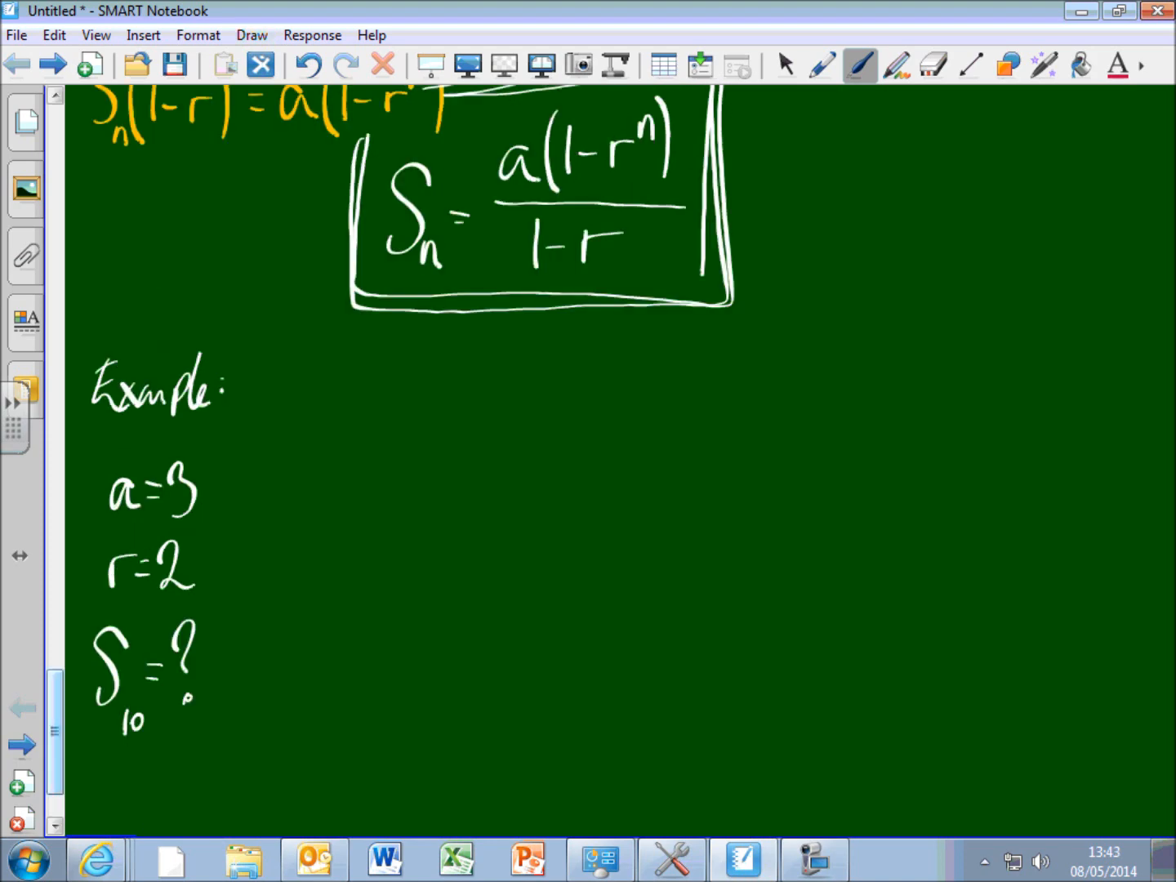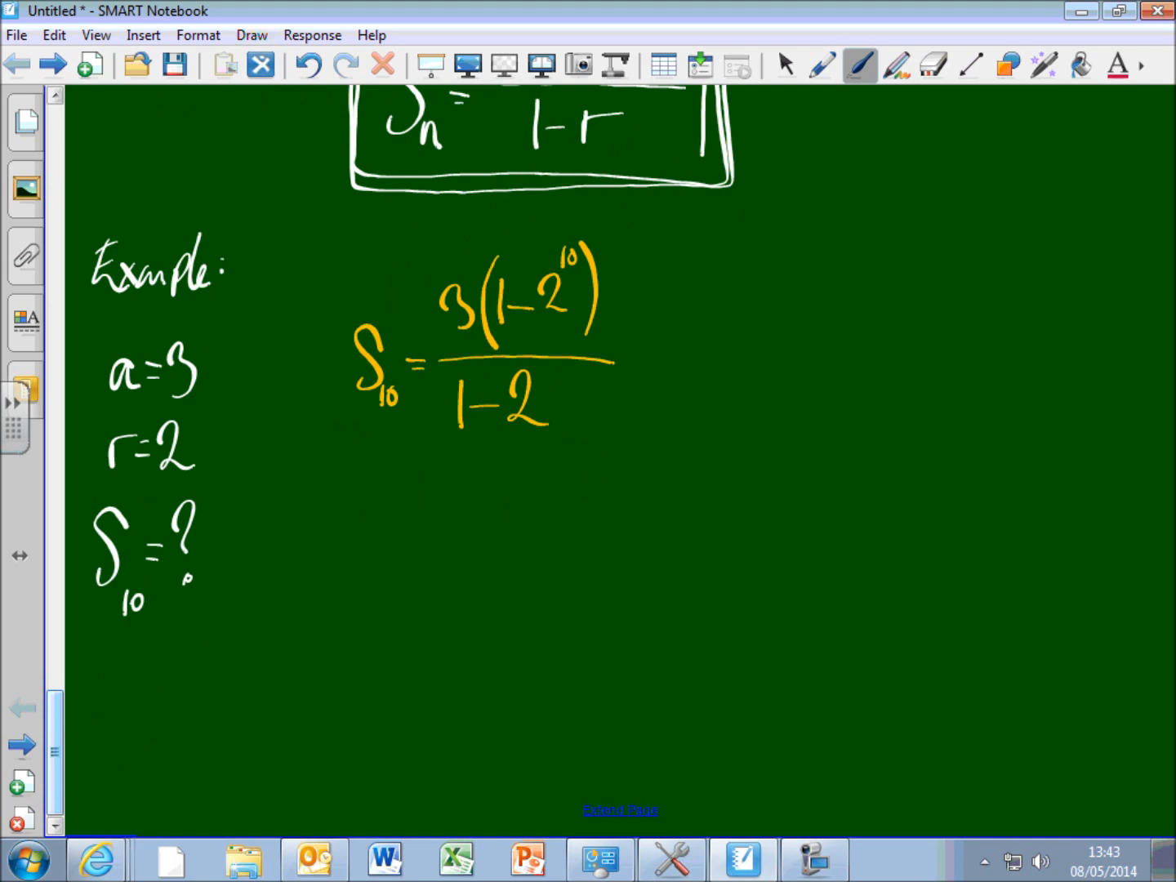Should we try it? So all you do is just use the formula. We want the sum of the first 10 terms, and that's going to be equal to a, which is 3, times 1 minus 2 to the power of 10, divided by 1 minus 2. Okay? So let's just have a look what this is.